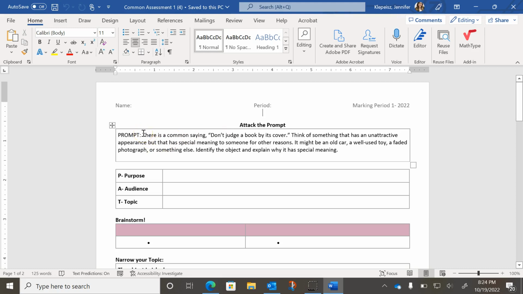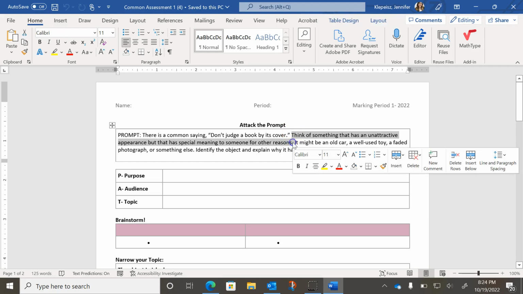Okay, so let's go through each individual line and identify whether or not it is a command or a question. There's a common saying, don't judge a book by its cover. Is that telling me to do something in my writing? No, so I'm not going to highlight it. Think of something that has an unattractive appearance but has special meaning to someone for other reasons. Well, that's telling me to do something. I'm going to highlight that.